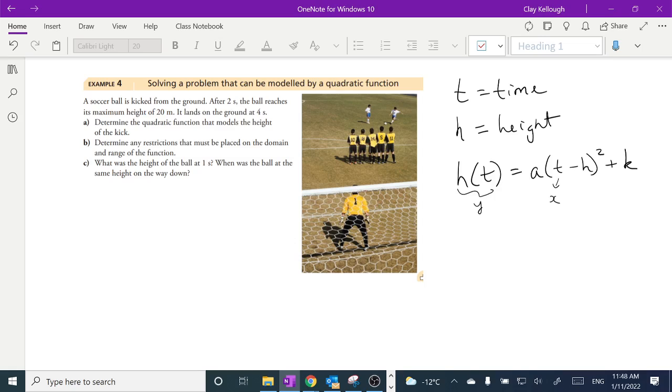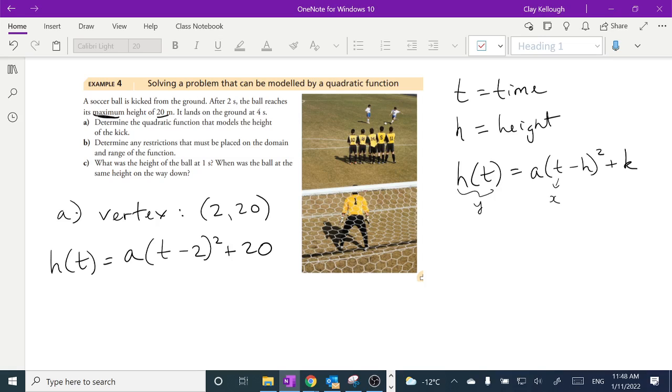So determine the quadratic function that models the height of the kick. Well, it actually tells me the h and the k. If it's the maximum height of 20, my vertex is in fact 2, 20. So I have height as a function of time is some a number times t minus 2 squared plus 20. So once again, I already know h and k. It's just figuring out this pesky a number.